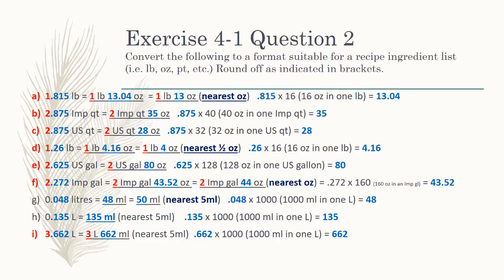So it's either going to be 3 liters and 660 milliliters or 3 liters and 665 milliliters. And since 660 is closer to 662, our final rounded answer for this ends up being 3 liters and 660 milliliters.